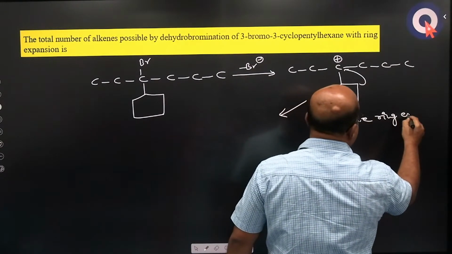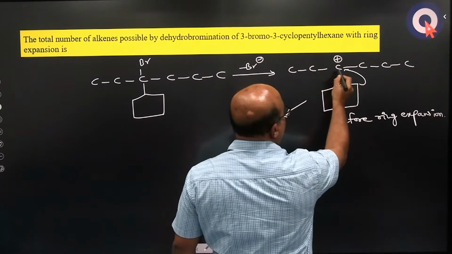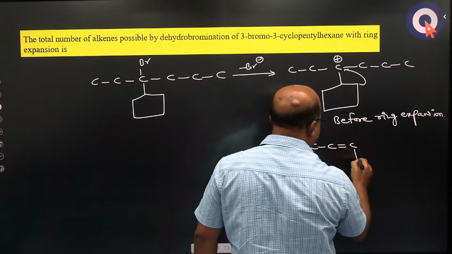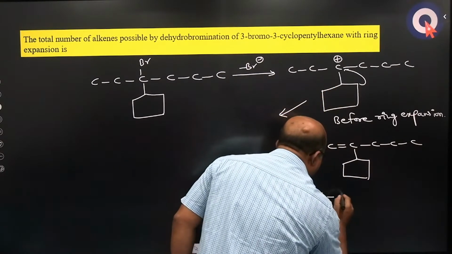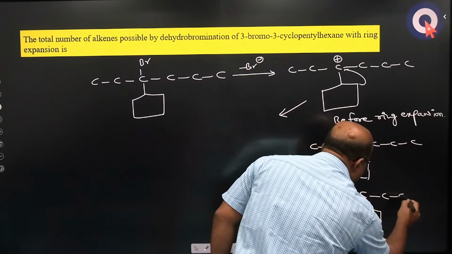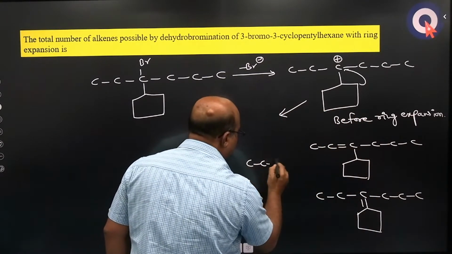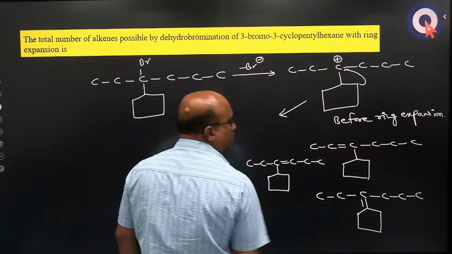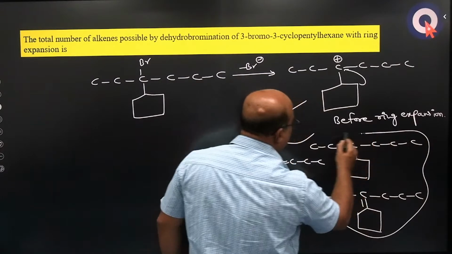Before ring expansion, what should exist? You may get a double bond here, you may get a double bond here, you may get a double bond. Means you will see a double bond like this. You may get a double bond like this. You may get a double bond this side. So, these are the first 3 alkenes that we got through the carbocation immediately.